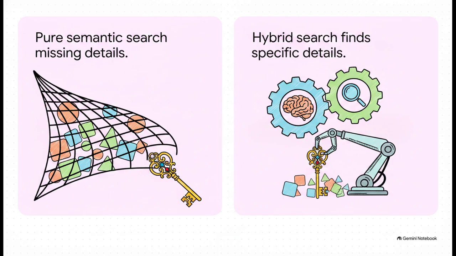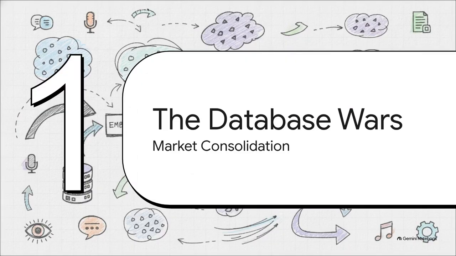Because it focuses entirely on conceptual meaning, semantic search can sometimes totally miss exact product names, serial numbers, or specific IDs. And that is exactly why experts today highly recommend hybrid search. It's a method that blends the semantic meaning of vectors with traditional, exact keyword matching, giving you a much more reliable path forward.